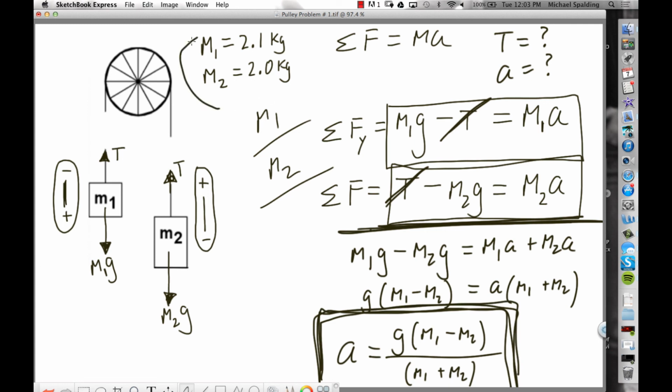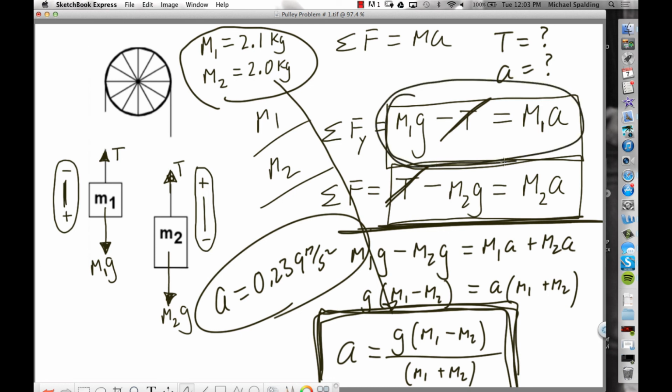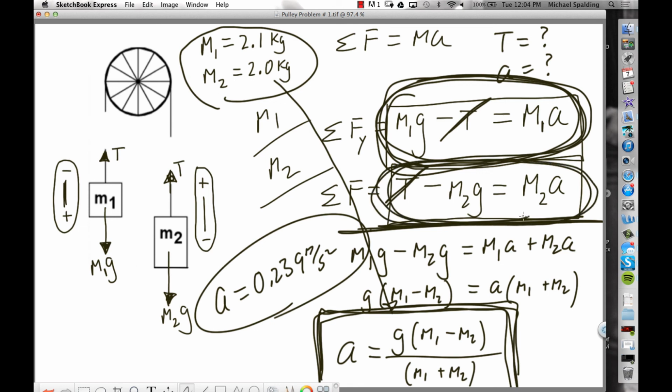But we have numbers, right? So when you take these numbers and plug them in down here, you're going to get a equals 0.239 meters per second squared. That's a numerical answer. And then how do you find tension? Once you know the acceleration, how can you get the tension? Well, you can plug into this equation, because remember, you now have the acceleration, or if you prefer, you could plug into this one. Either equation will give you the same answer. So when you do that, tension comes out as about 20.08 newtons.